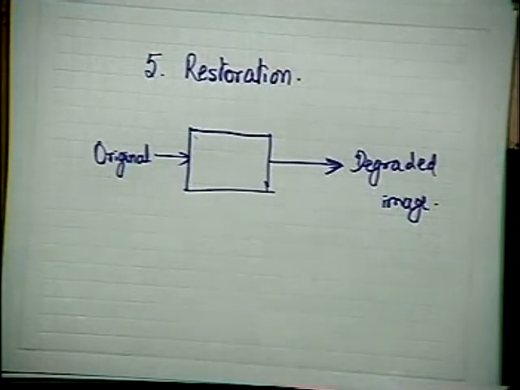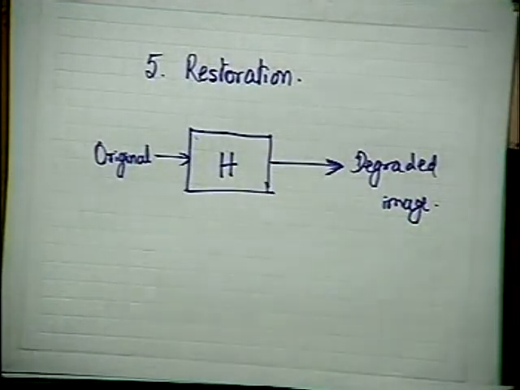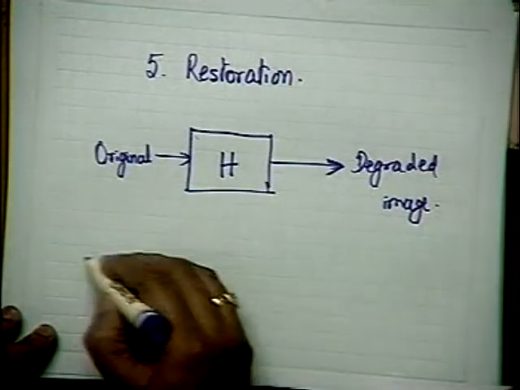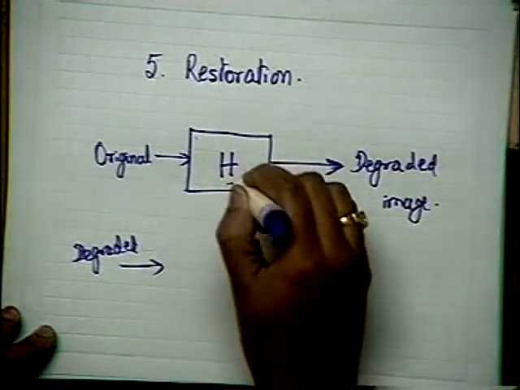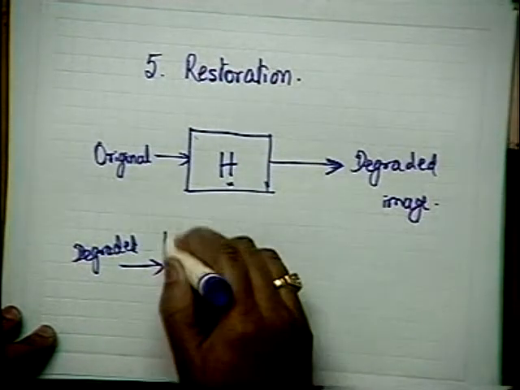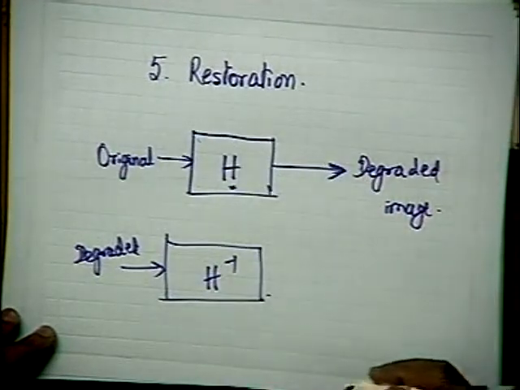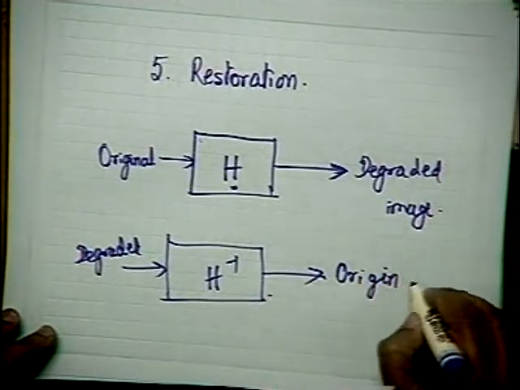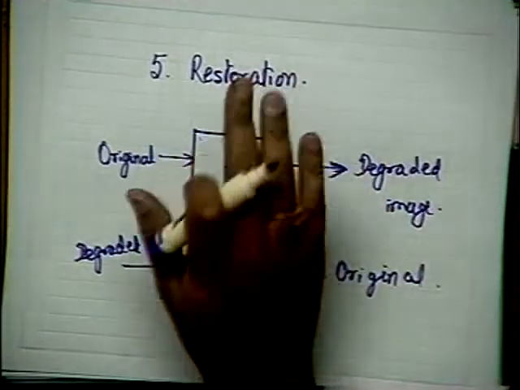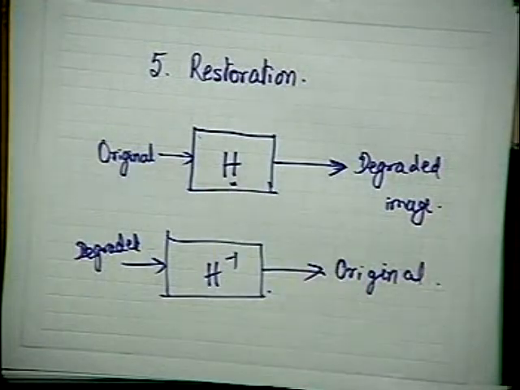And if I have a transfer function h for this particular block, and somebody gives me the degraded image, and I have an idea of this transfer function h, all that I can do is take an inverse of this transfer function and try to restore the original image. This is what we will be attempting under the subject of image restoration. Mind you, there our degradation model must be very well known.